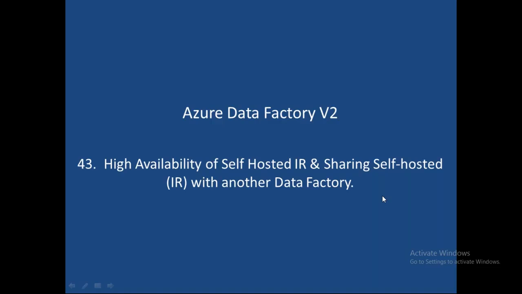So what all things we need to do to share the self-hosted IR with another data factory is, you need to do 2 things. One is, from US data factory, you need to grant the access to UK data factory. Second one is, you need to take something called resource ID. There will be a URL. This URL you need to take.